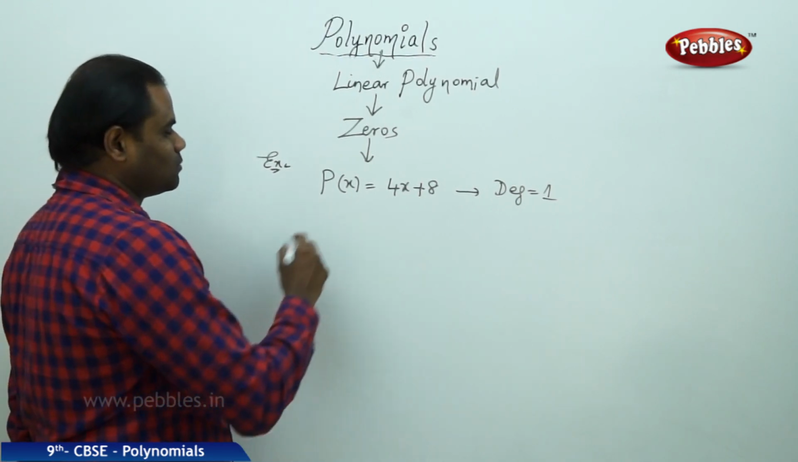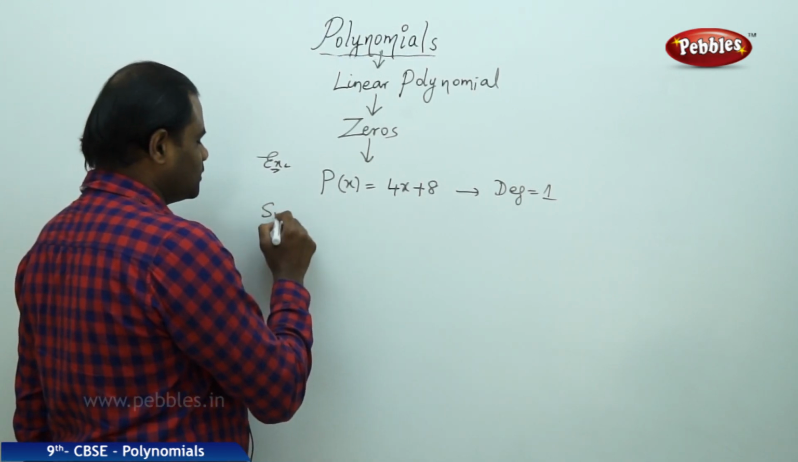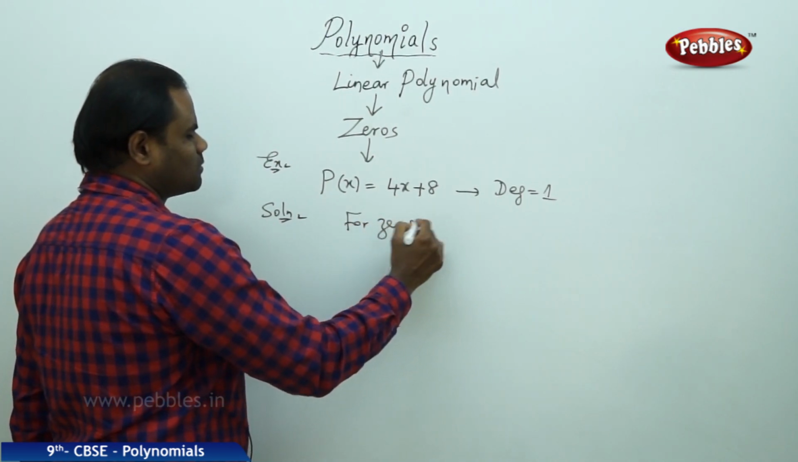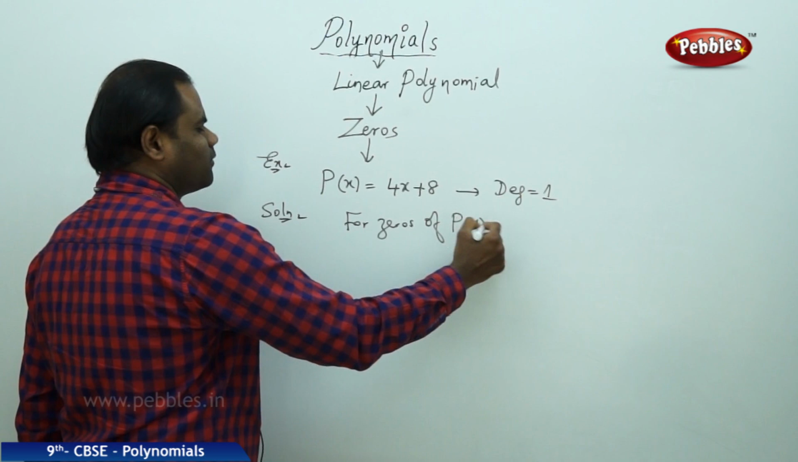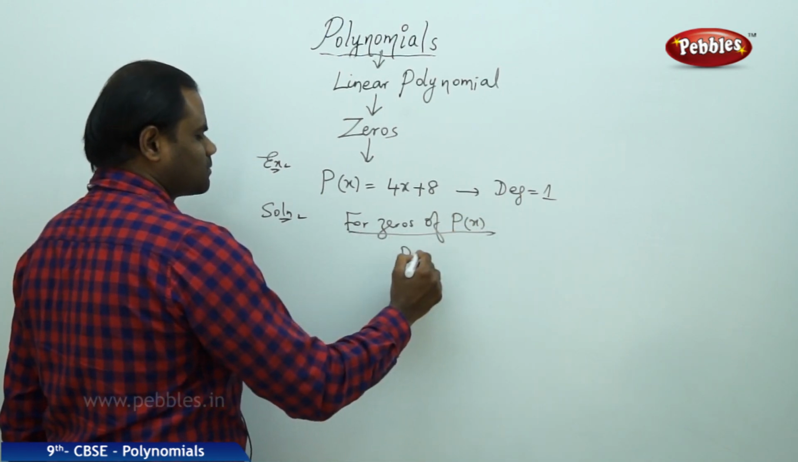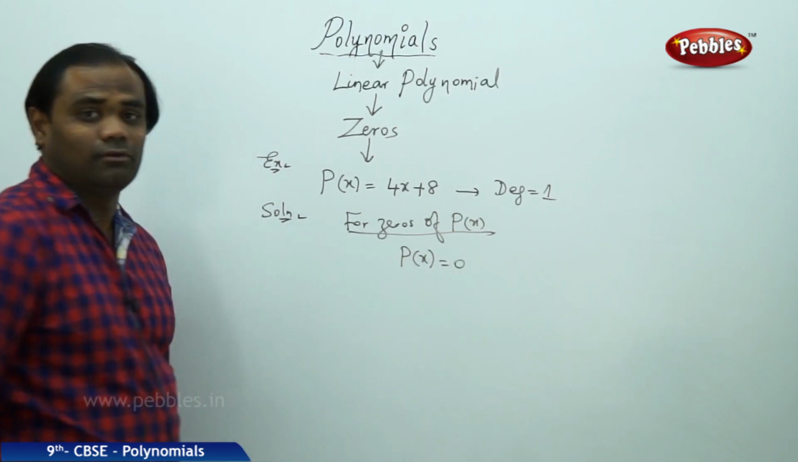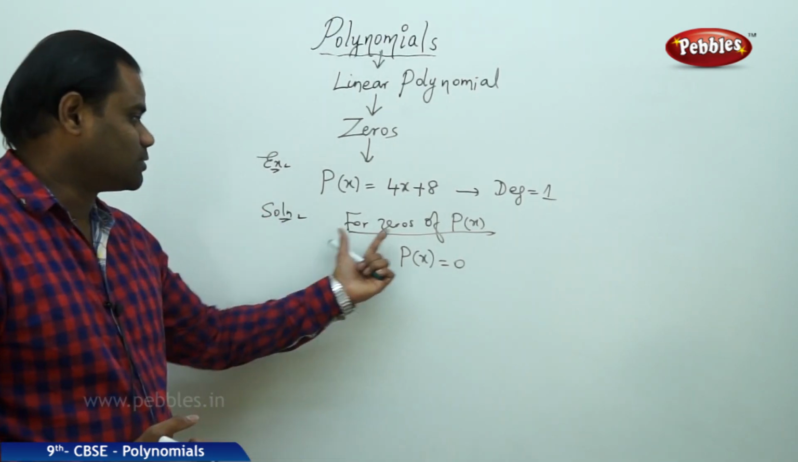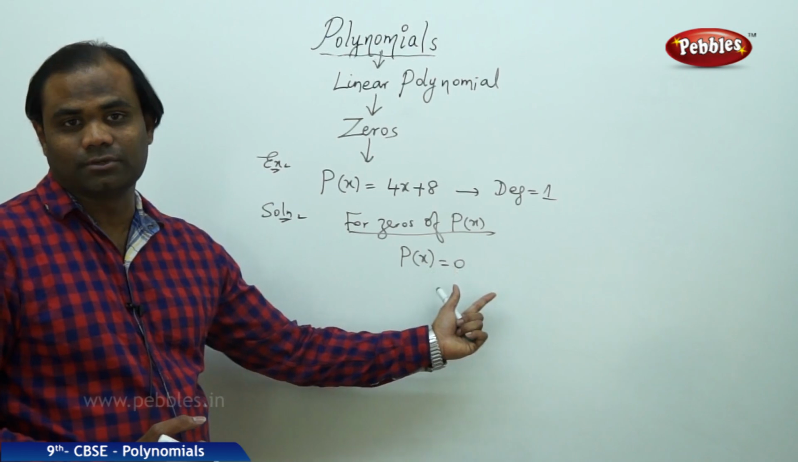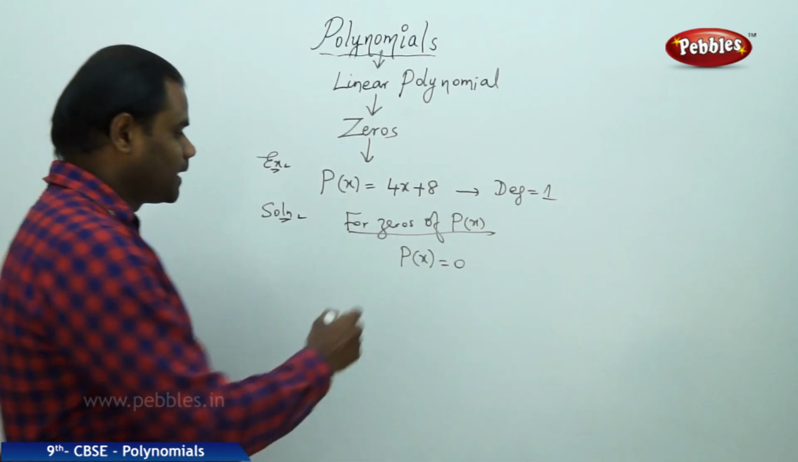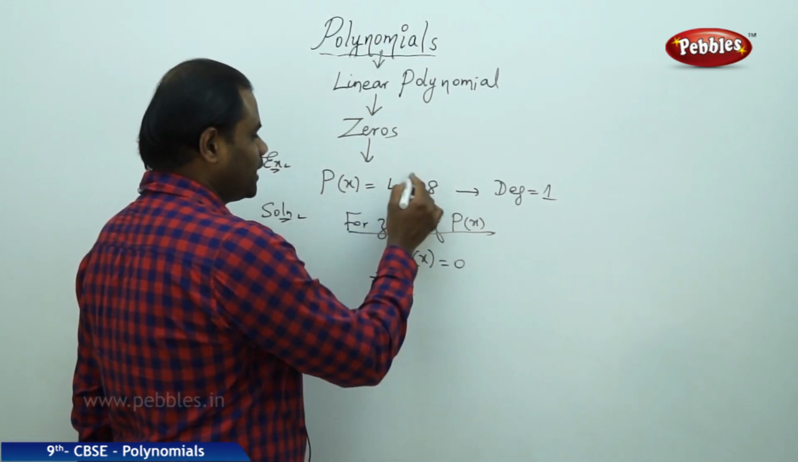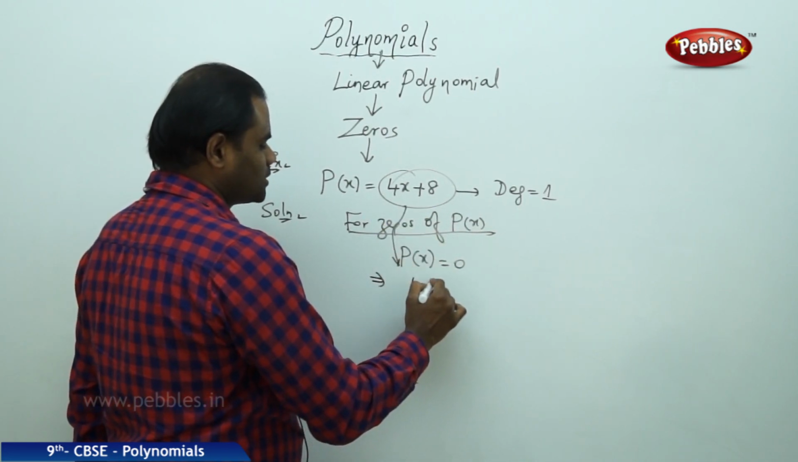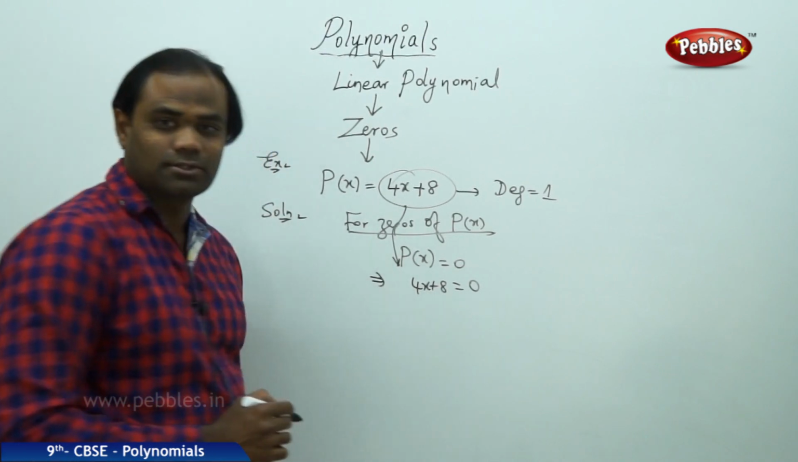So in this case, in order to find the zeros of this polynomial, for zeros of P of x, the condition is P of x equal to 0. We know that as the basic definition. So for zeros of this, it must be equal to 0. And then P of x here is 4x plus 8, which is equal to 0.